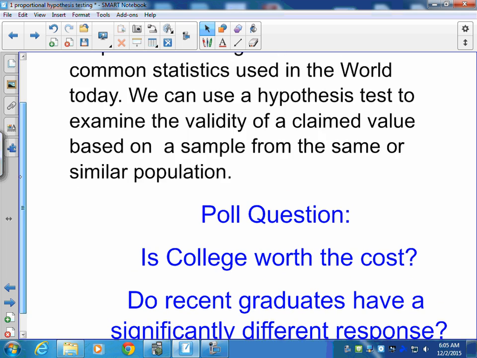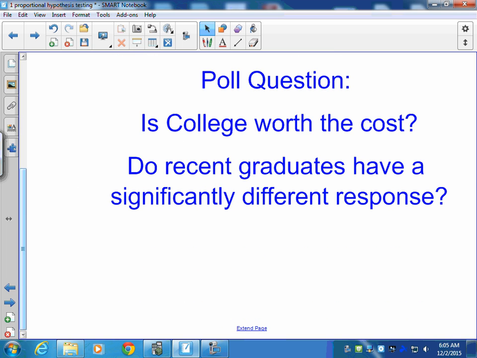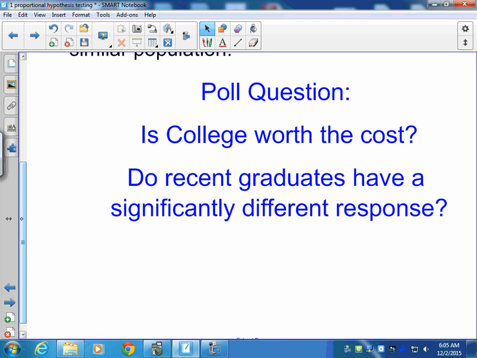So when we're looking at our theme for this unit, off of the Gallup poll, is college worth the cost? One question we could ask is, do recent graduates have a significantly different response than the overall population that we're dealing with in this study?